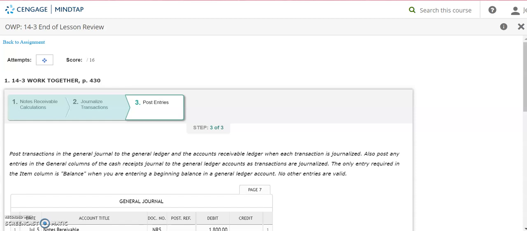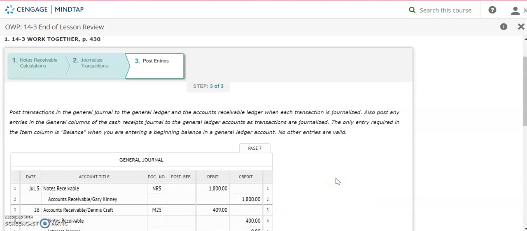Okay, so we are doing step 3 then of the 14.3 work together. It says post transactions in the general journal to the general ledger and the accounts receivable ledger when each transaction is journalized. Also post any entries in the general columns of the cash receipts journal to the general ledger accounts as transactions are journalized. The only entry required in the item column is balance when you are entering a beginning balance in a general ledger account. No other entries are valid. So again, we don't have to write anything in that item column when we are posting.